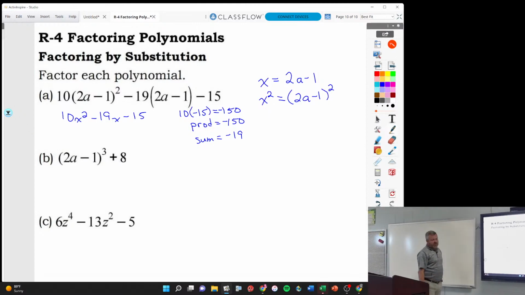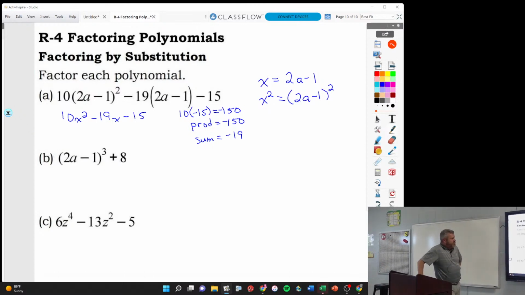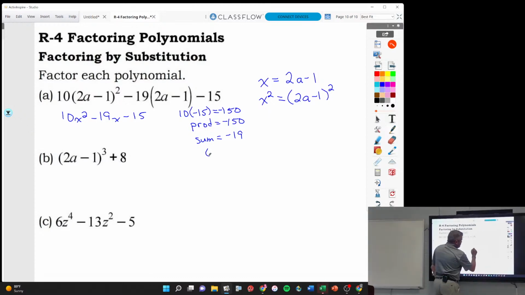Well, now I know that to multiply two numbers together and get a negative answer, one's positive, one's negative. And because the sum is negative, that tells me that the bigger number is going to be negative. So we're taking that negative 150 and dividing it by an x numerous times, and we're looking for the numbers that we need. It looks to me, using the calculator real quick to see what they were, like 6 and negative 25.